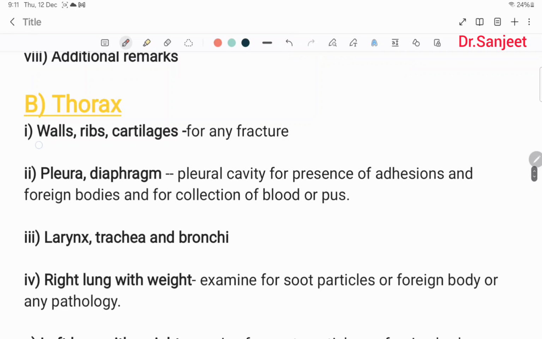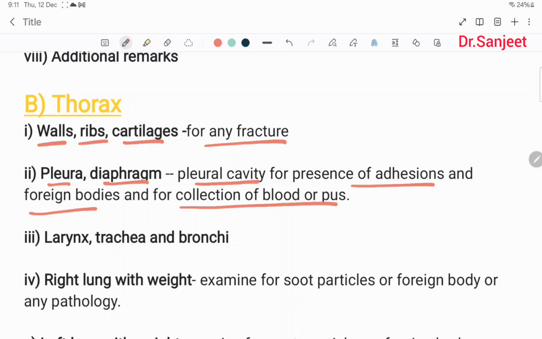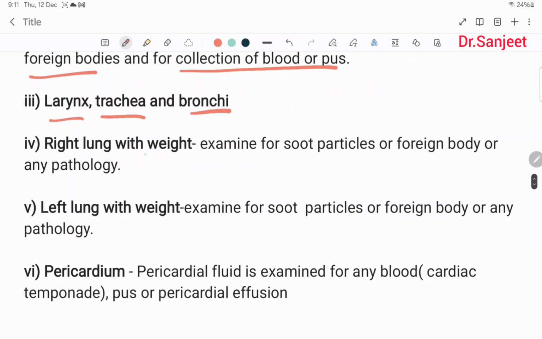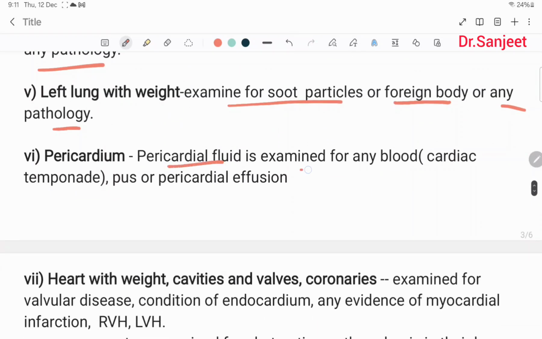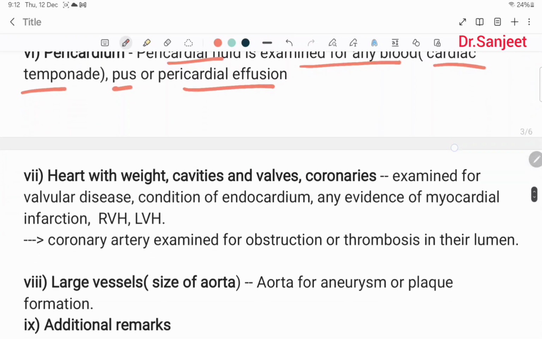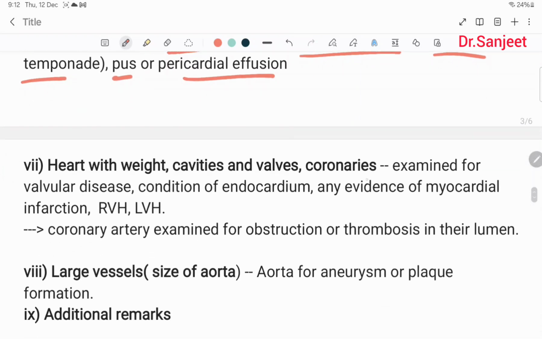Then thorax: wall, ribs, cartilage for any fracture, pleura, diaphragm, pleural cavity for the presence of adhesions and foreign bodies and for the collection of blood and pus, larynx, trachea and bronchi. Right lung with weight, examine for soot particles or foreign body or any pathology. Left lung with weight, examine for soot particles, foreign body or any pathology. Pericardium, pericardial fluid is examined for any blood, cardiac tamponade, pus or pericardial effusion. Then heart with weight, cavities, valves and coronaries.